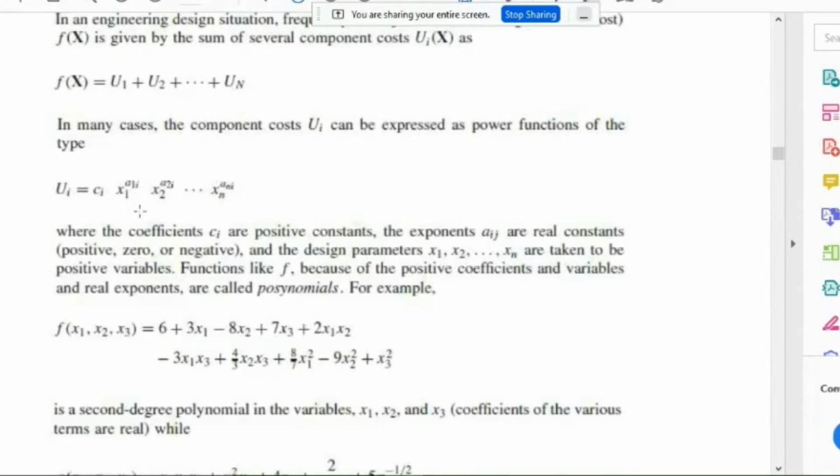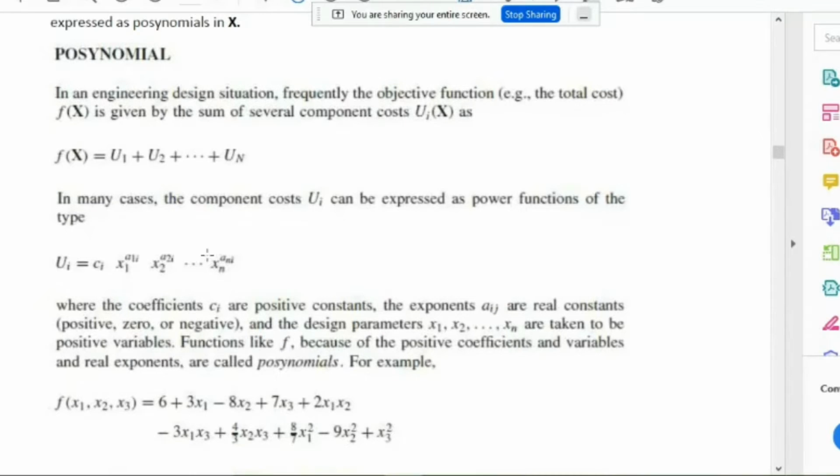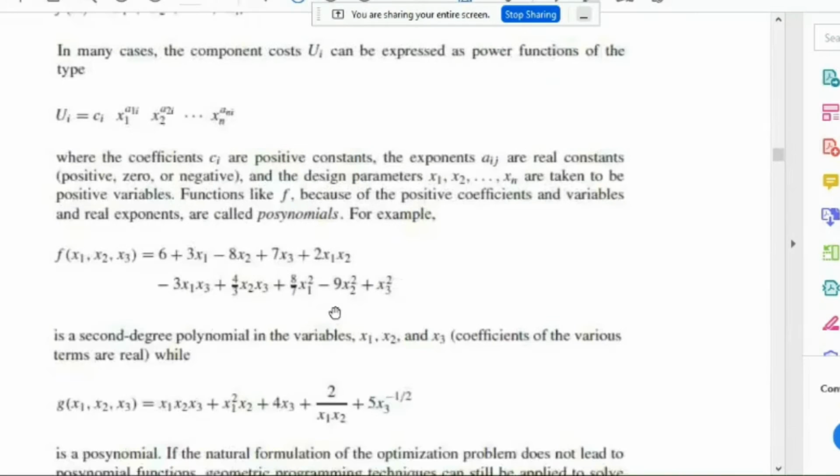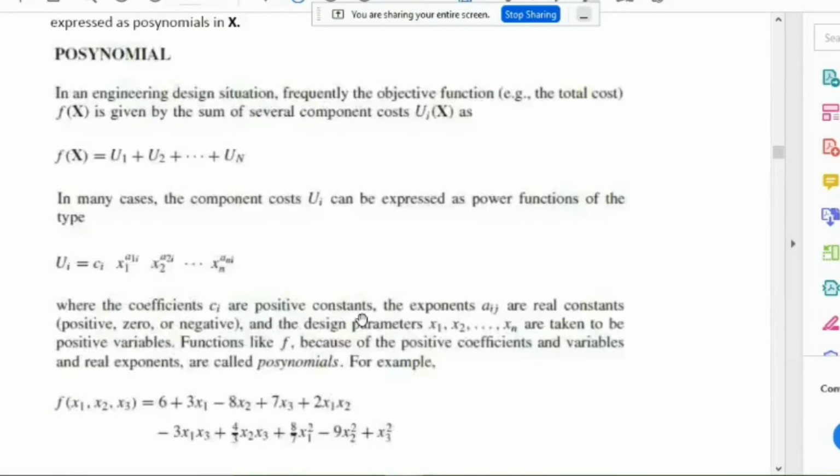Then a1i is the exponent of variable 1, a2i is the exponent of variable 2, and so on, ani is the exponent of the nth variable. Here a1i, a2i, ani mean that in the ith function, a1i is the exponent of variable 1, a2i is the exponent of variable 2, and ani is the exponent of the nth variable. In such a way, the exponents are to be rewritten, and as per the methodology, we can solve the problem using the geometric programming approach.